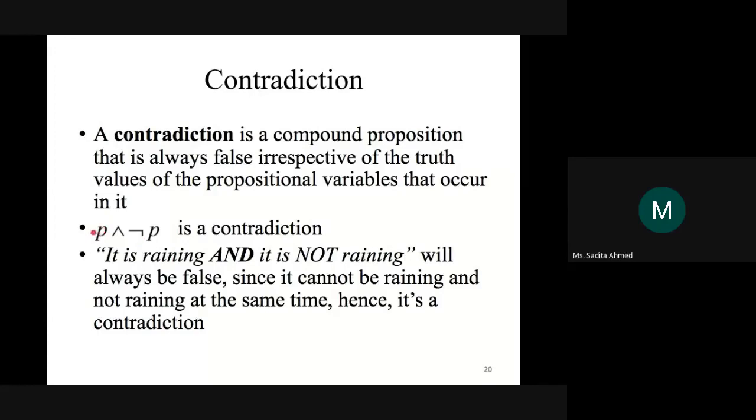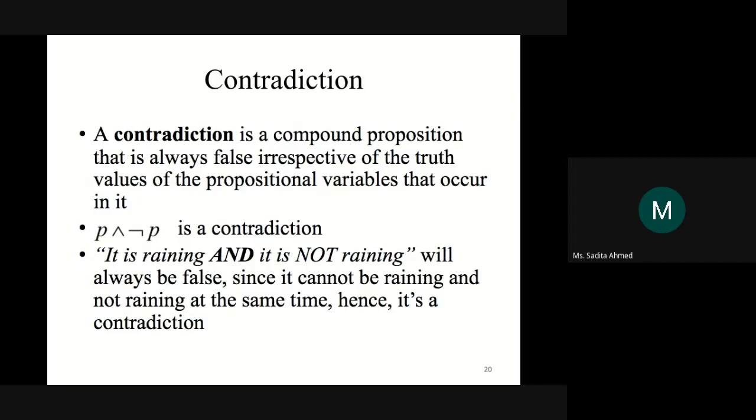But in both scenarios, P and not P will always be false, because if one is true, the other one will be false, always. So this will always be false. So this is an example of a contradiction: a compound proposition which will always be false.